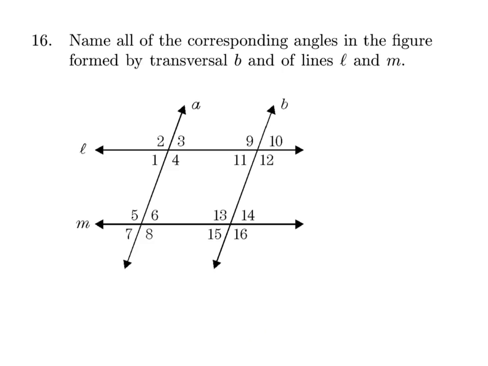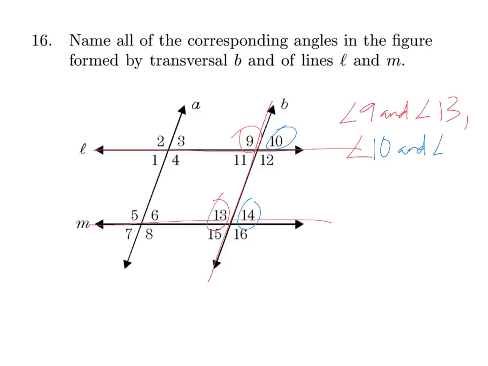All right, name all the corresponding angles in the figure formed by the transversal B and lines L and M. All right, corresponding angles, so there would be angle 9 and angle 13. Then there would be 10 and 14. And then there's 11 and 15. And then there is 12 and 16. Done.